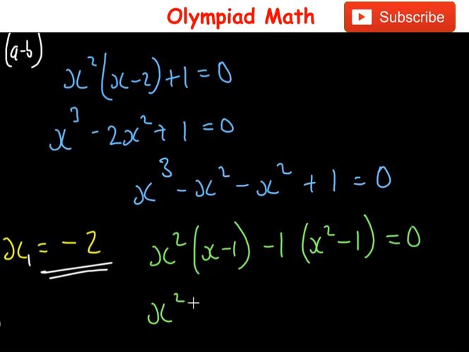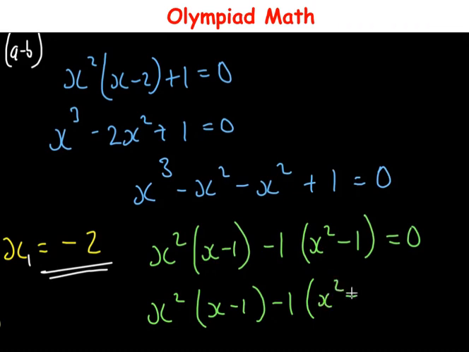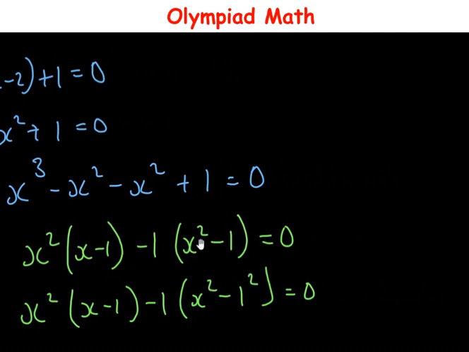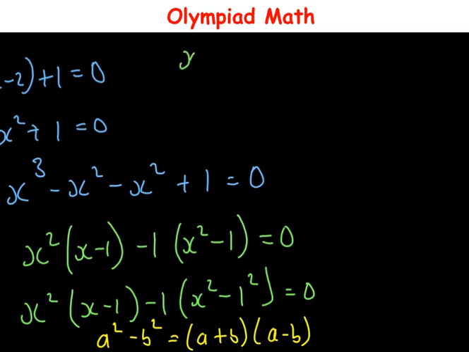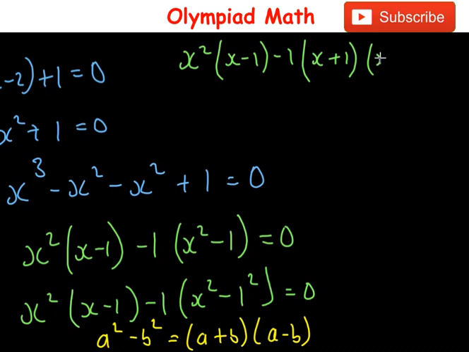So we have x squared into bracket x minus 1, then minus 1 into bracket x squared minus 1, which can be written as 1 squared, and this equals 0. With this, we have difference of two squares. So if you have a squared minus b squared, this equals bracket a plus b multiplied by a minus b. So this equation then becomes x squared into bracket x minus 1, then minus 1 multiplied by x plus 1 multiplied by x minus 1, and this equals 0.